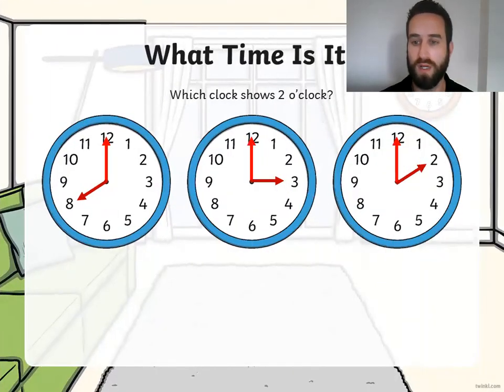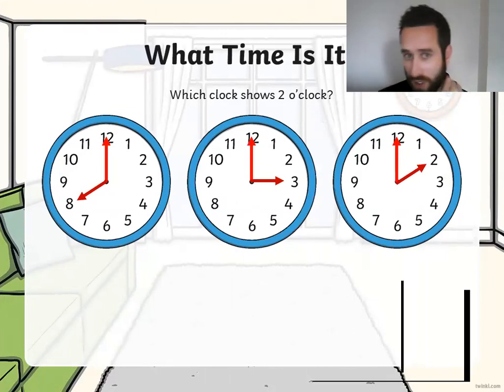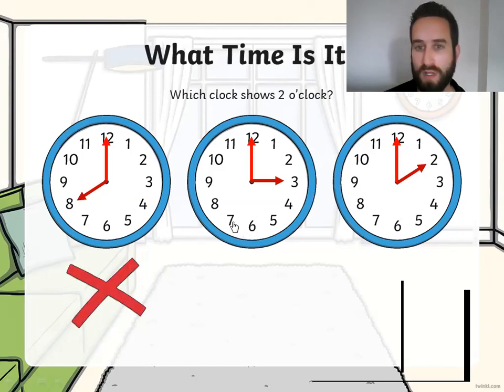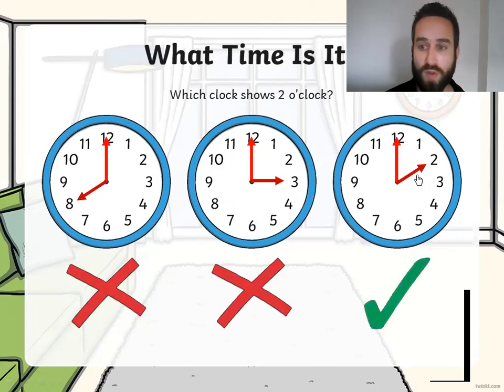All right, let's see what we got. What time is it? Which clock shows 2 o'clock? Is it this one over here? Looks like they're all o'clock. All of the long hands are on the 12. But I believe that this one is pointing at the 8. The hour is pointing at the 8. Is that 2 o'clock? I don't think so. Let's see here. Is this 2 o'clock? Does that look like a 2 to you? Nope. Ah, here we go. This one is 2 o'clock.